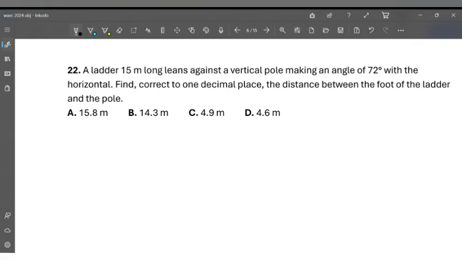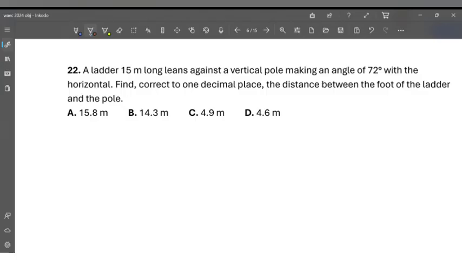Question number 22 rather. It says a ladder 15 meters long leans against a vertical pole, making an angle of 72 degrees with the horizontal. Find, correct to 1 decimal place, the distance between the foot of the ladder and the pole. So let us have a visual representation of this question.